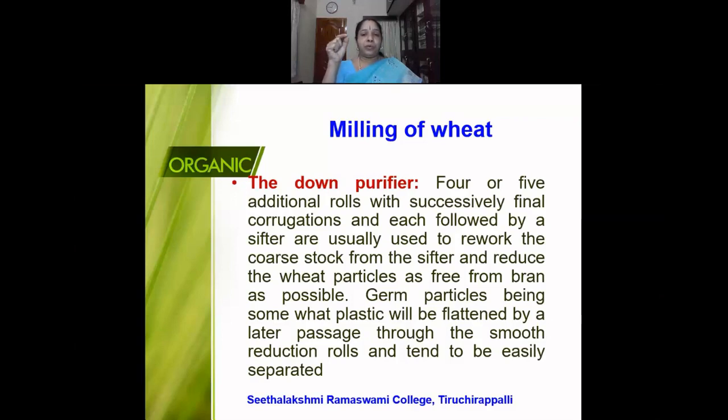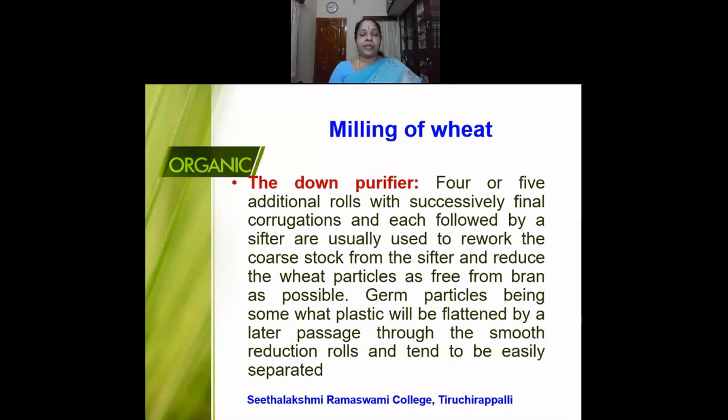So they will go through the second break roll, sifted, third break roll, sifted, fourth break roll, sifted. So it goes on through these processes where the flour and the bran will be removed, and the particle size will become finer as they go through the third and the fourth break rolls.